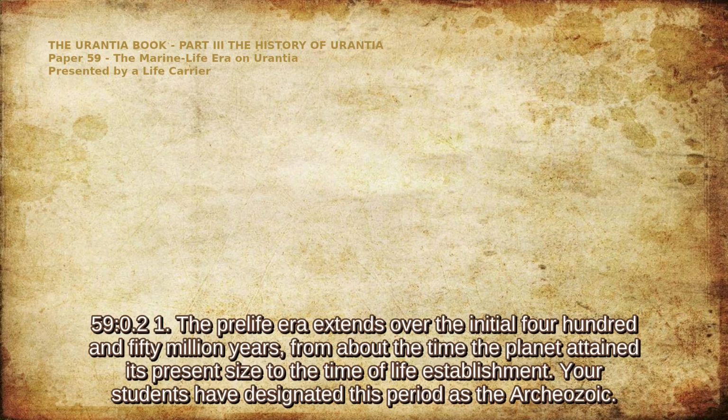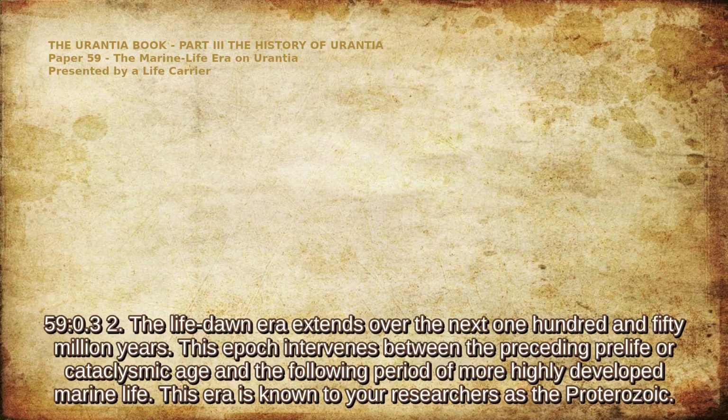1. The pre-life era extends over the initial 450 million years from about the time the planet attained its present size to the time of life establishment. Your students have designated this period as the Archaeozoic. 2. The Life Dawn era extends over the next 150 million years. This epoch intervenes between the preceding pre-life or cataclysmic age and the following period of more highly developed marine life. This era is known to your researchers as the Proterozoic.